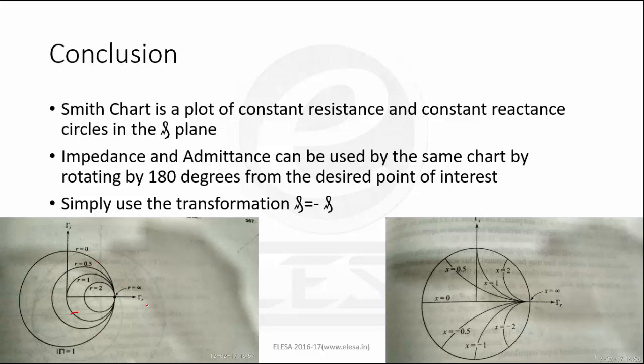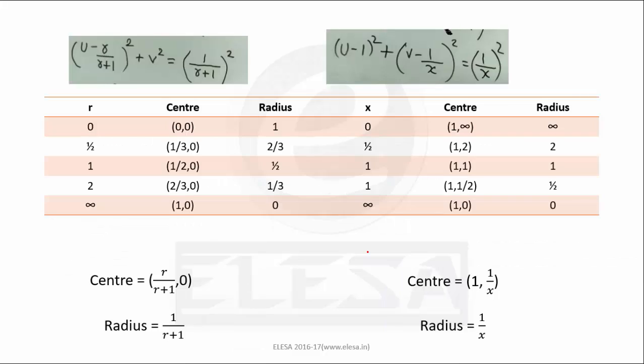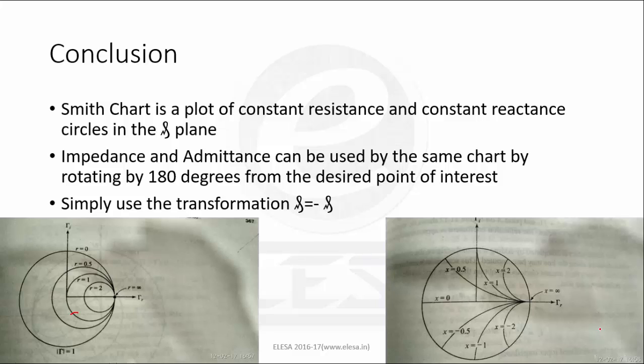And for the reactance part, for x equal to 0, we have radius equal to infinity. So it will turn out to be a straight line representing the u axis. This is the u axis and this is the v axis.